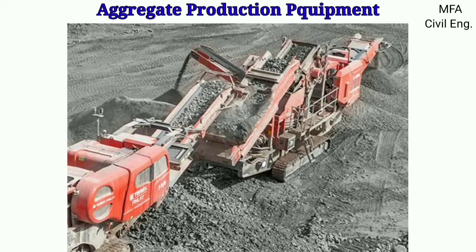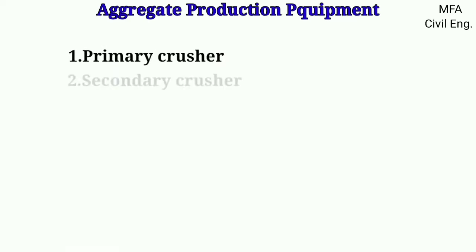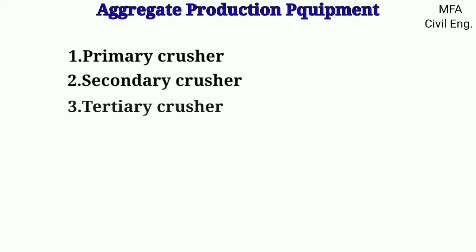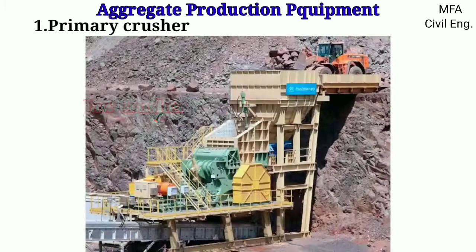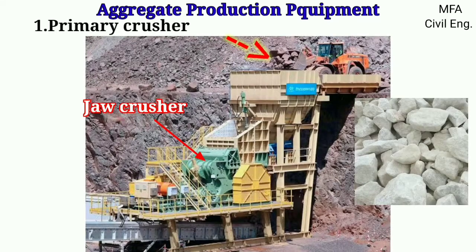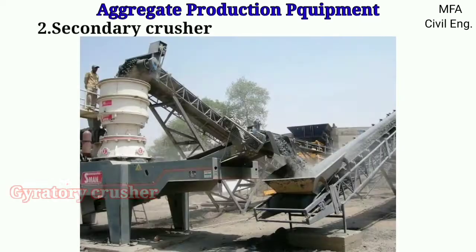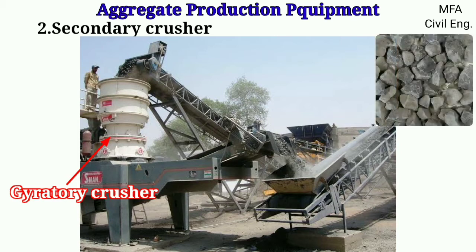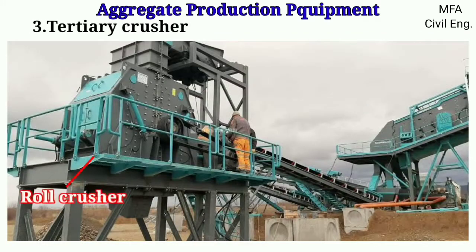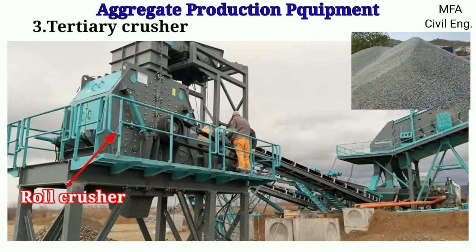In aggregate production, crushers are usually classified as primary crusher, secondary crusher, and tertiary crusher. Primary crushers reduce the size of the raw boulders to a relatively small size, which are usually non-uniform in size. Then the crushed boulders go to the secondary crushers, where they are crushed into a finer and more uniform product. Tertiary crushers provide a third degree of size reduction and are used for the production of fine aggregate.